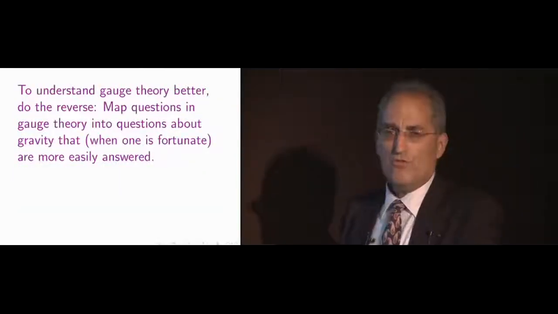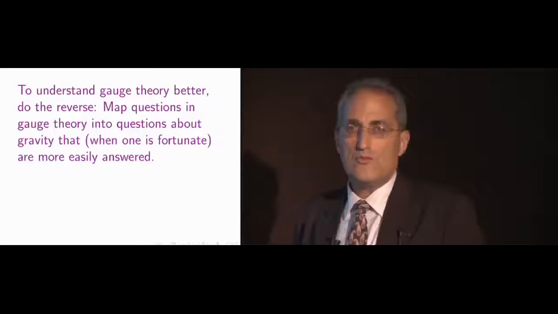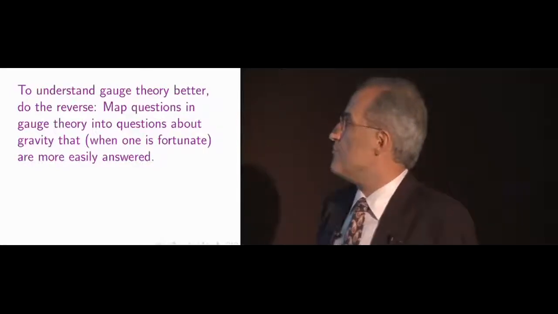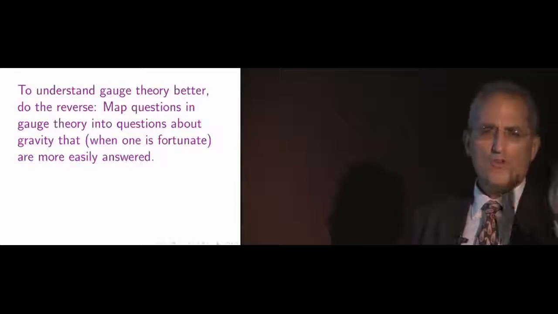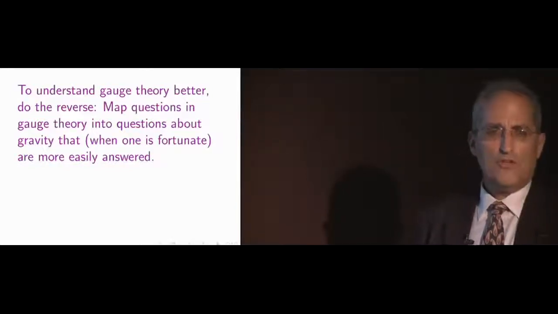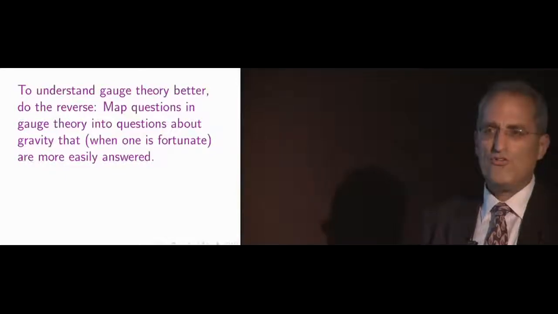But you can also do this in reverse and understand gauge theory better. You map questions in gauge theory into questions about gravity. You had the U(N) gauge theory of the branes, but the branes might form a black hole. And although some questions about black holes are mysterious, there are other questions about black holes that you can answer by solving Einstein's equations.